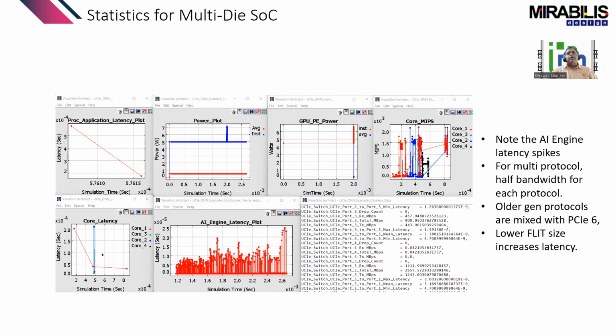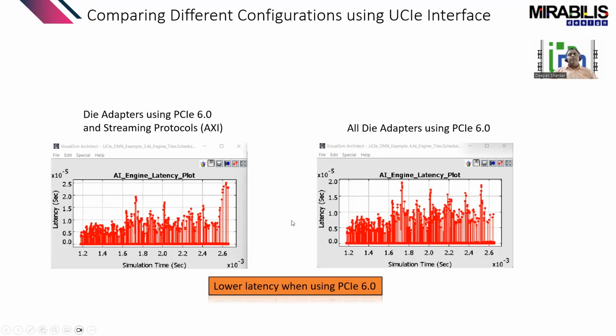Why is that important? That is important because the AI engines are expected to do the same task over and over again, which means they're expected to have deterministic latency or deterministic performance. Now, there are a number of things. Of course, the flit size is one of the things you can vary on the UCIe. But at the same time, using different types of adapters also has a big impact.